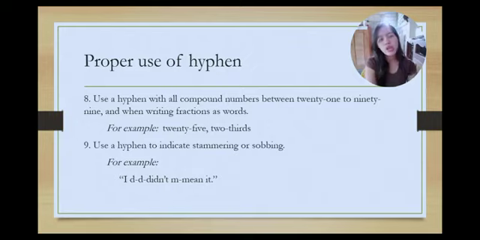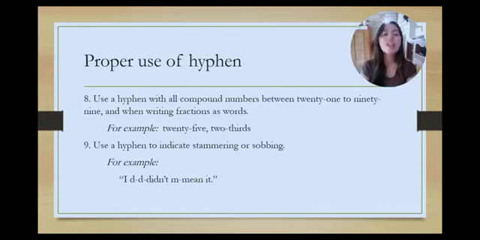And the next, use a hyphen with all compound numbers between 21 to 99 and when writing fractions as words. So for example, twenty-five and two-thirds. In writing numbers from 21 to 99, you will use a hyphen to separate the two words. And also when writing a fraction as a word, you will also use a hyphen.